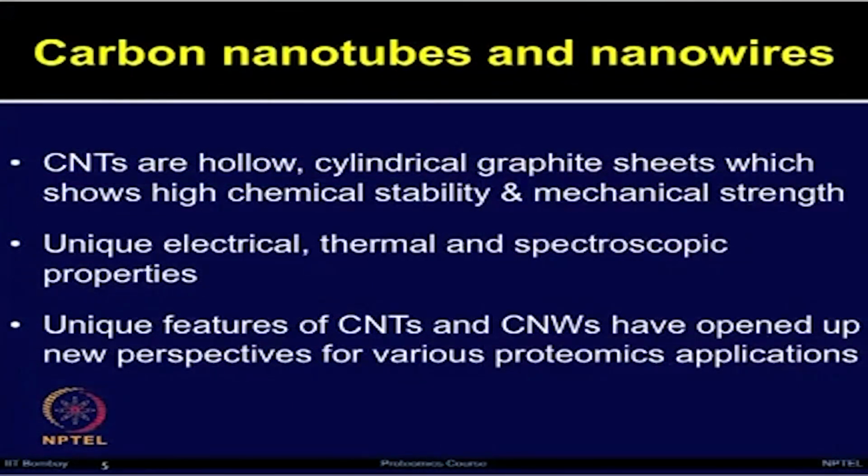So, what are these CNTs? These are hollow cylindrical graphite sheets which show very high chemical stability and mechanical strength. The CNTs and nanowires offer very unique properties, electrical, thermal as well as spectroscopic. These various unique features of carbon nanotubes and nanowires have opened up various new applications in the field of proteomics.